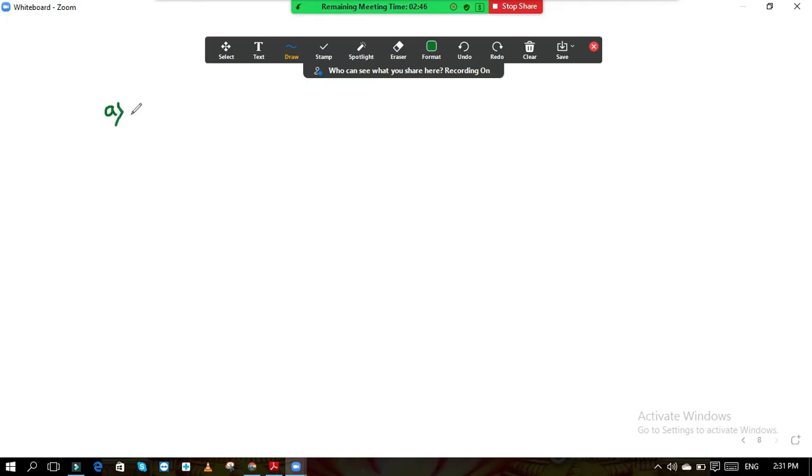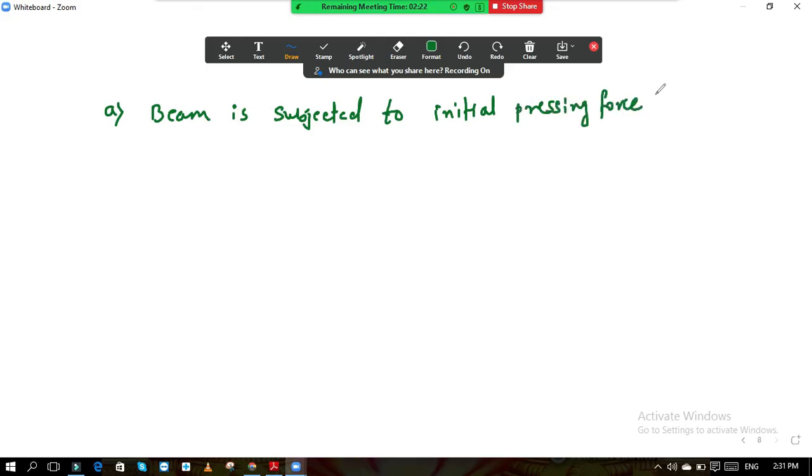A. The beam is subjected to the initial prestressing force and dead load. This is for checking of the beam.